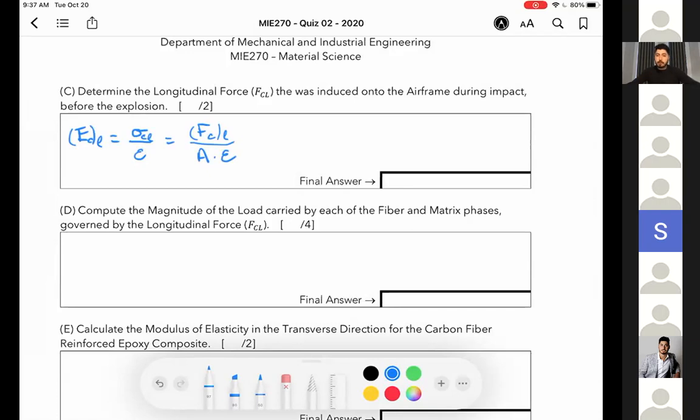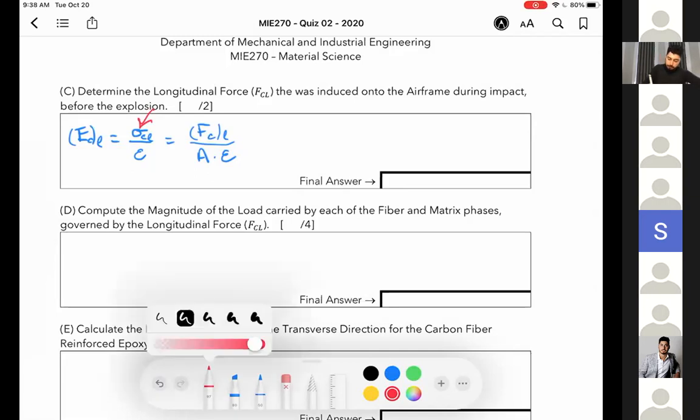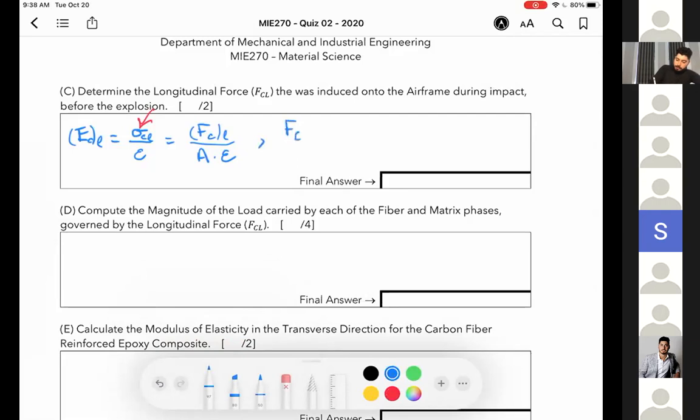Did everybody see what I did, or did I go too fast? We don't have this, right? So we had to replace it with force over area, which is what we're looking for anyways. Okay? All right. I'm hoping everybody understood what I did. So now all we have to do is isolate for our force. So our force of our composite loaded in the longitudinal direction is equal to our Young's modulus of the composite in the longitudinal direction multiplied by our area of the composite multiplied by our strain.